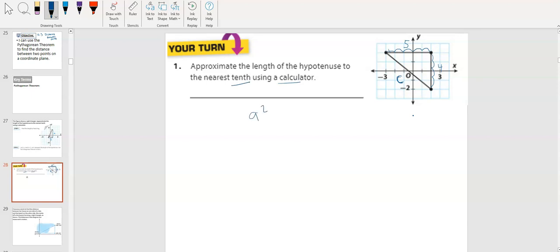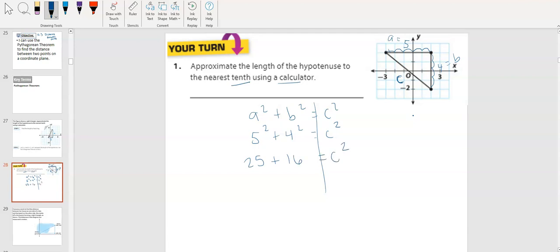So I'm going to write out my theorem, my equation. I know that c squared is the thing I don't know. Let's just let the 5 equal a and the 4 equal b. So I'm going to do 5 squared plus 4 squared equals c squared. I'm going to solve the left-hand side of my equation. So 5 squared is 25, 4 squared is 16.